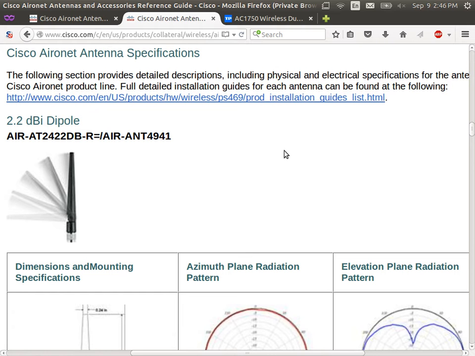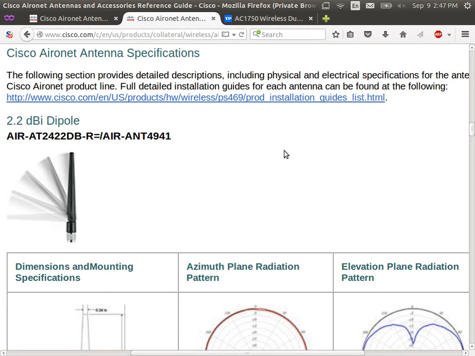This first one is called a dipole antenna. Antennas have different shapes and sizes. And the shape and size impacts the maximum gain and also the direction where the gain is strongest. This dipole antenna is one of the stick antennas stuck on the access point on the wall. It has two dipole antennas. It has a maximum gain of 2.2 dBi. That's typical for those access point antennas.